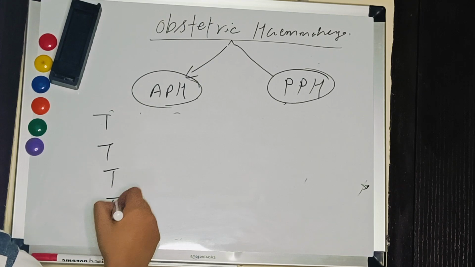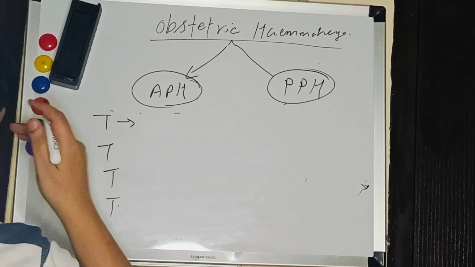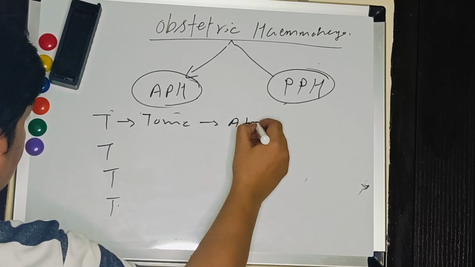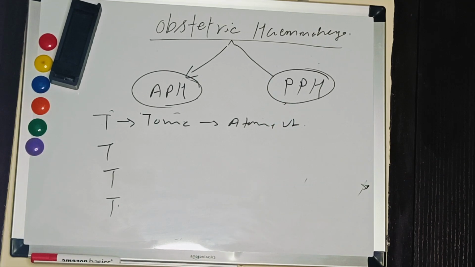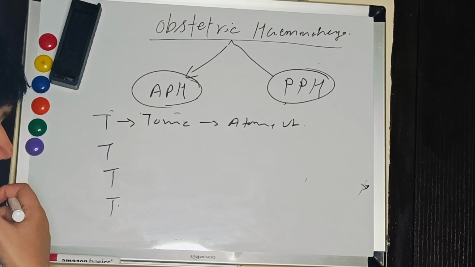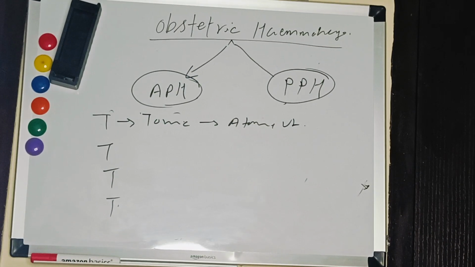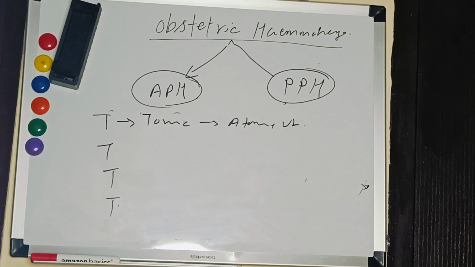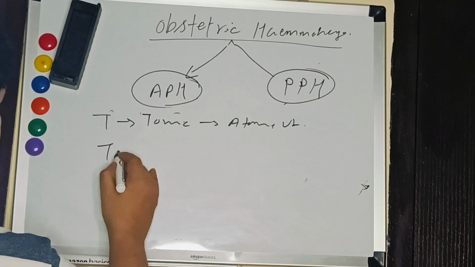They can be divided into 4 T's. T is tonicity, atonic uterus. It's because of increasing age of the mother, polyhydramnios, multigravida, obesity, diabetes, hypertension, comorbidities, history of preeclampsia, history of large baby delivery, previous history of PPH, and previous history of prolonged labor. These are the reasons for atonic uterus.